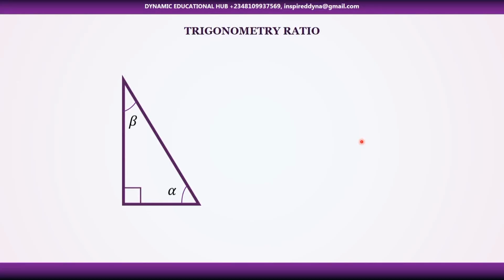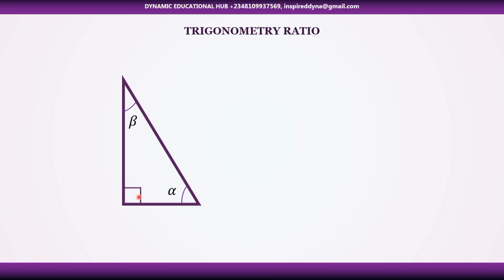Trigonometry ratio is using a right angle triangle and finding the ratio of the sides of the right angle triangle. Before we start finding the ratio of the sides of a right angle triangle, we need to understand this. Don't forget, the sum of interior angles of a triangle is supplementary angles. When you add it up, you get 180 degrees.